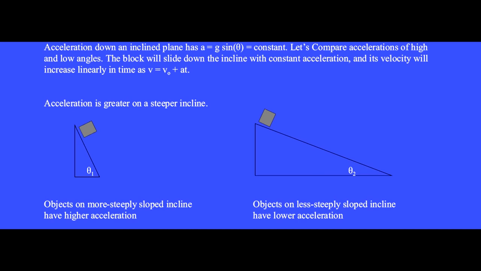Let's compare accelerations of high and low angles. The block will slide down the incline with constant acceleration, and its velocity will increase linearly in time as v equals v0 plus at. Acceleration is greater on a steeper incline. Objects on a more steeply sloped incline have higher acceleration. Objects on a less steeply sloped incline have lower acceleration.